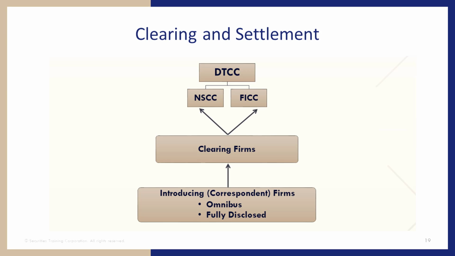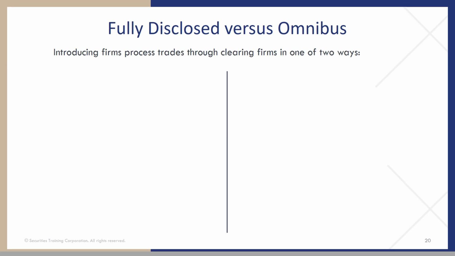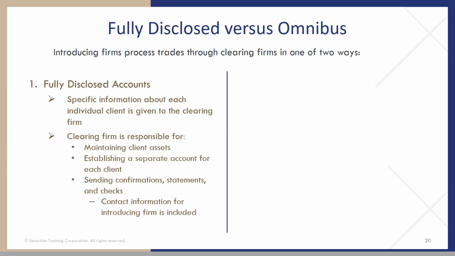Now, when introducing firms clear their trades, there are two ways they can do it: fully disclosed or omnibus. The vast majority are fully disclosed, and that's where the clearing firm knows everything there is to know about the customer. So in essence, the introducing firm is doing very little, if any, back office. All the customer account statements, all the funds, all the assets are maintained by the clearing corp. So on a fully disclosed basis, all customer record keeping is done by the clearing firm.